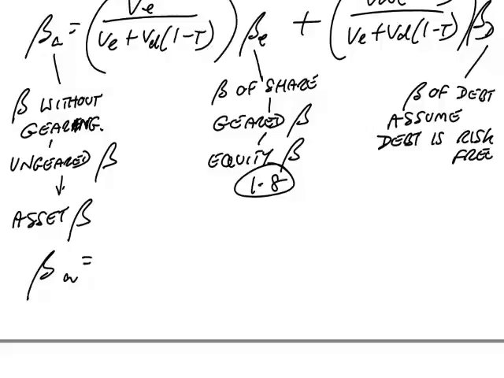Now, it's only for this formula, but we do, certainly in this exam, assume the debt is risk-free. There's no danger of the company collapsing. In which case, what is the beta of the debt? Zero. And of course, if the beta is zero, all of that last bit disappears.